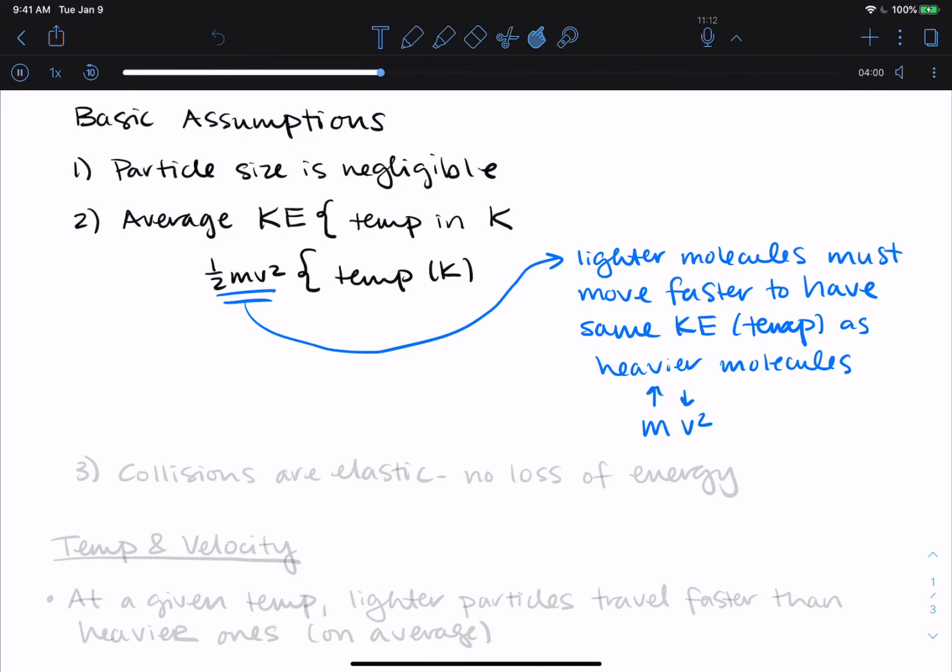All right. We have one more basic assumption. So we've got particle size is negligible, average kinetic energy is directly proportional to temperature. And then the third one, I think I said out loud but didn't write it down when we were talking about ideal gases, and that is that collisions are elastic. So this means there's no loss of energy when those particles run into each other or into the sides of a container.